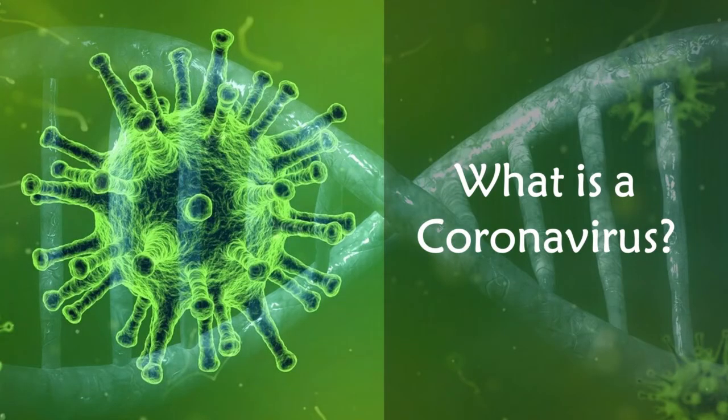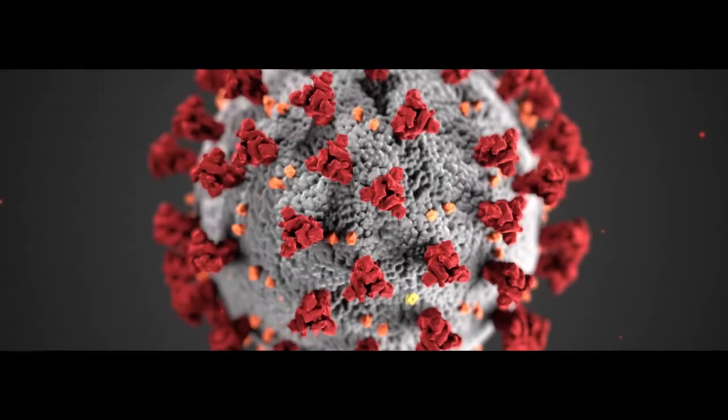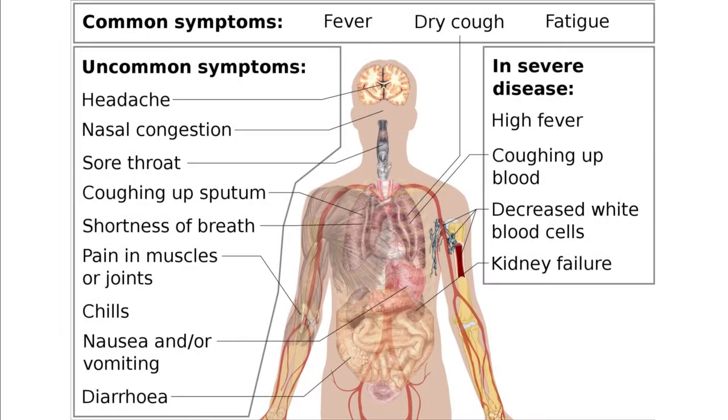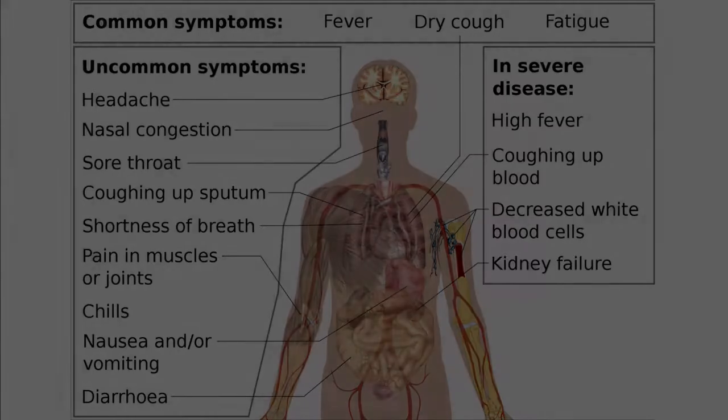What is a coronavirus? A coronavirus is a group of viruses that can cause illness in animals or humans. Common signs of infection include respiratory symptoms, fever, cough, shortness of breath, and breathing difficulties. In more severe cases, infection can cause pneumonia, severe acute respiratory syndrome, or kidney failure, and even death.